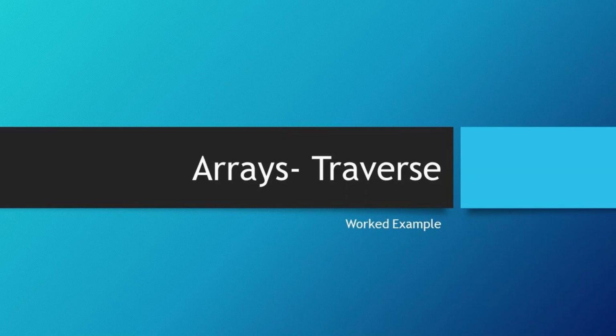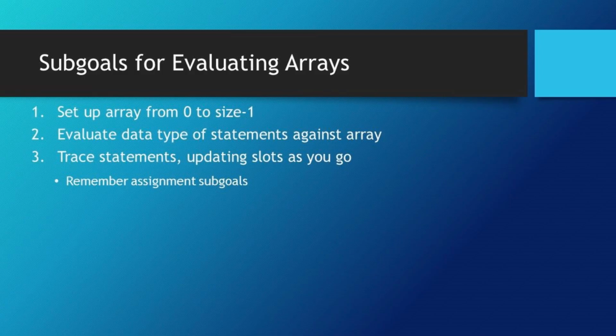In this video, we will be looking at traversing arrays. Here are the subgoals for evaluating arrays. First, we set up the array from 0 to size - 1. Then, we evaluate the data type of statements against the array. Finally, we trace the statements, updating the slots as we go.